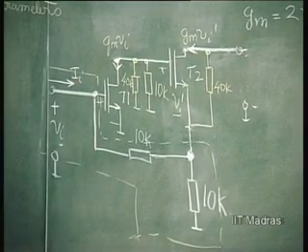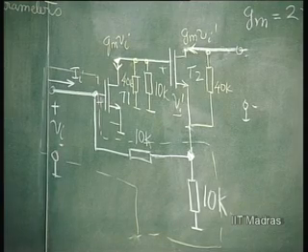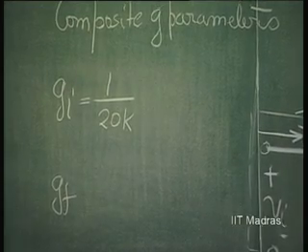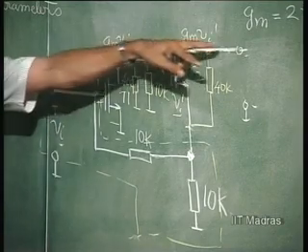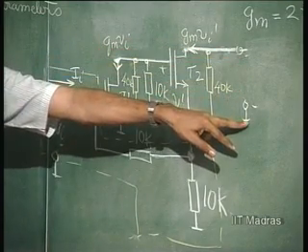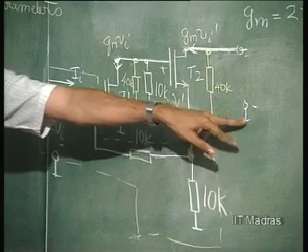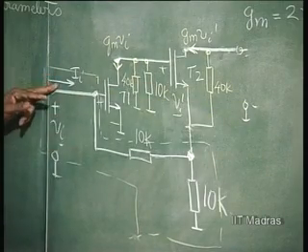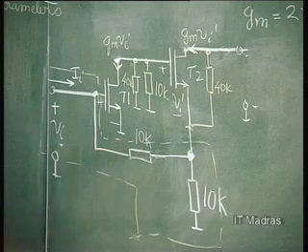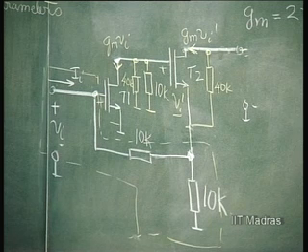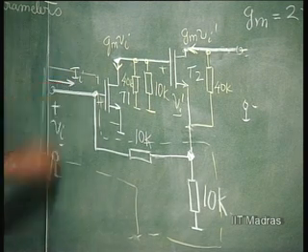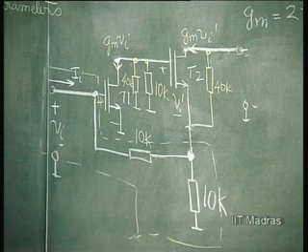Then we have Gf. What is the Gf definition? When I apply I here, I find out what V naught is, open circuit output voltage. Okay. So, if I apply I and find out V naught, it is V naught divided by I, that is defined as Gf, right. That is V naught divided by Vi, that is defined as Gf.